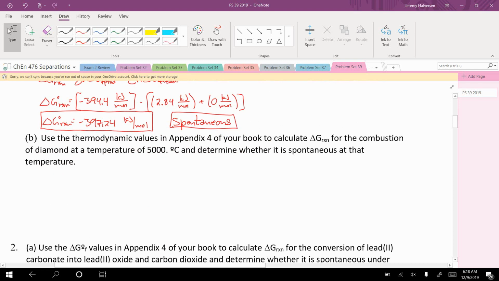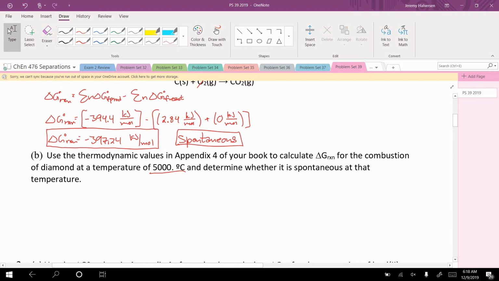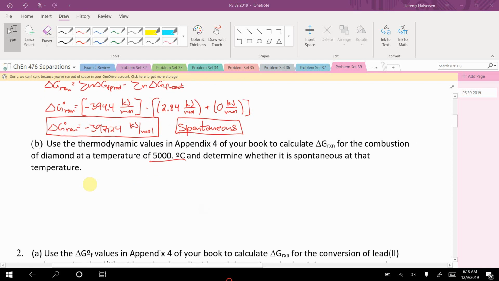Use the thermodynamic values in Appendix 4 of your book to calculate delta G for the combustion of diamond at a temperature of 5,000 degrees and determine whether it is spontaneous at that temperature. All right, 5,000 degrees, that means we can't just do products minus reactants, because products minus reactants gives us delta G at 25 degrees. So if we're trying to do a different temperature, we're going to have to use delta G equals delta H minus T delta S. My delta H is going to equal delta H of formation of products minus delta H of formation of reactants.